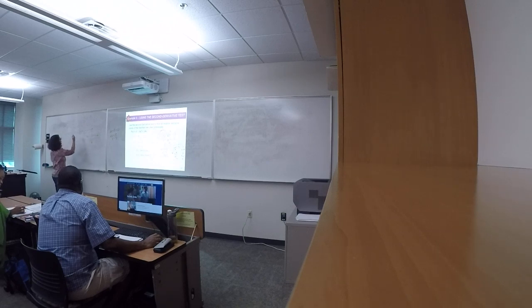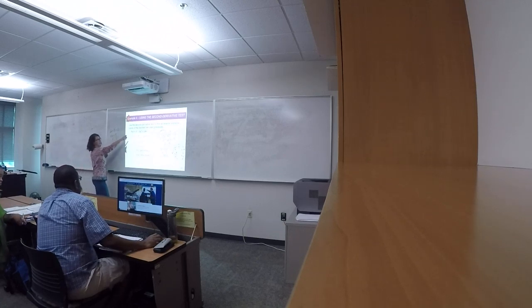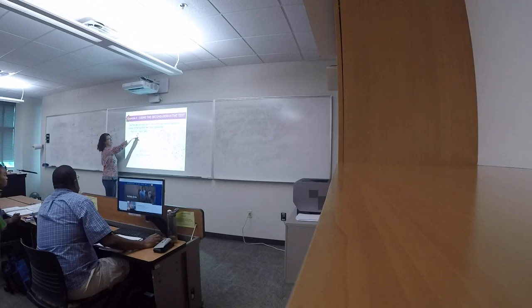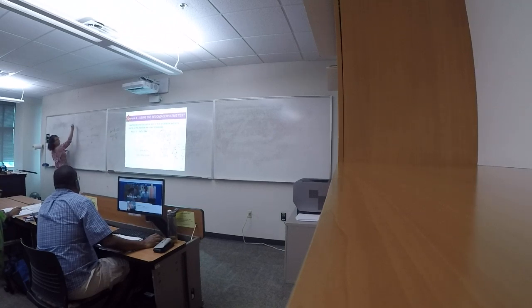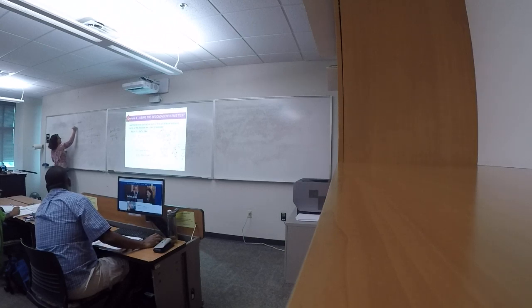And f of 4, what is that? Plug it in here and tell me. 4 cubed minus, how much is it? So the actual points? Actual points. So that'd be 64 minus 144 plus 96, which goes to 16.